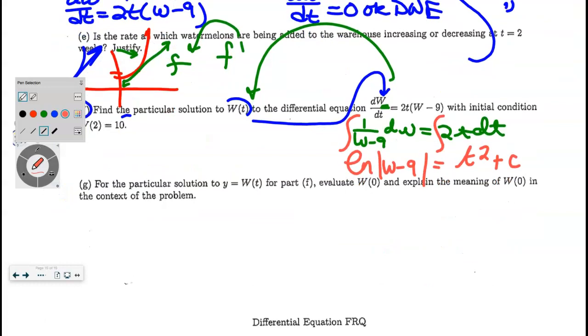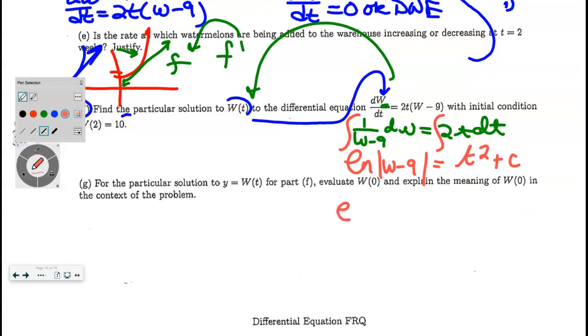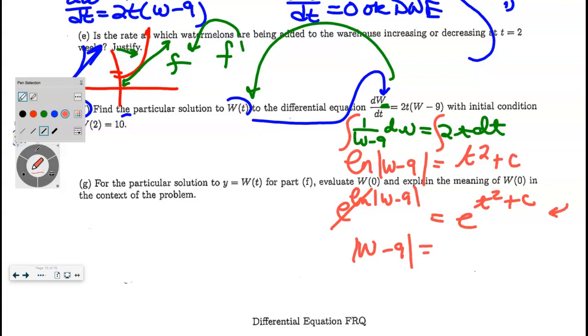Then we need to undo our natural log, so we'll do e to the natural log of w minus 9, and then we'll do e to the t squared plus c. I get to drop all that, correct? And then, do you guys remember in AB how we took care of, do you remember, Cage, how we took care of this situation over here, the e to the t squared plus c? Yeah, like we did something.